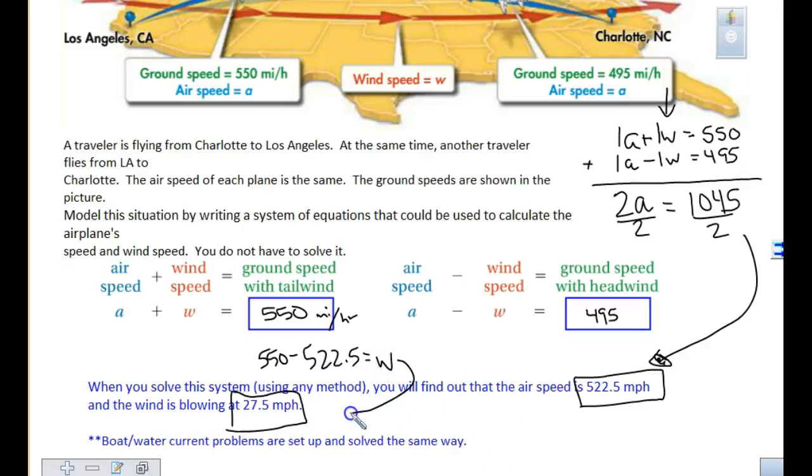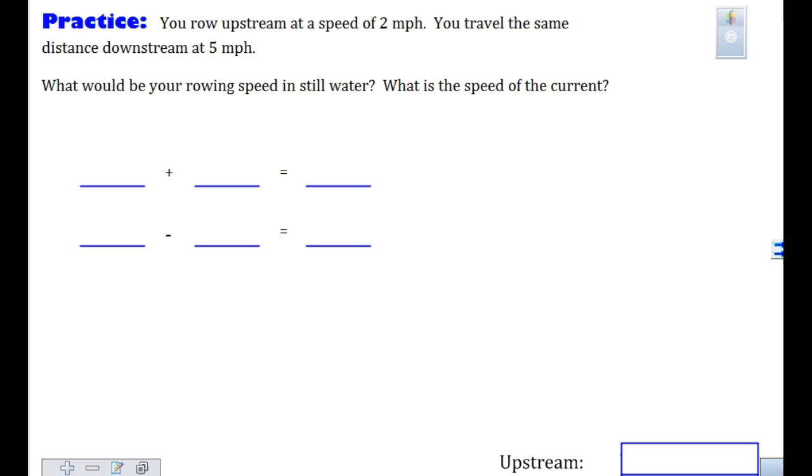Okay? And you're just substituting it back in. But these are so perfect for elimination because you're going to have a plus W and a minus W anytime you do these. But it's just setting up the problems that sometimes seems to confuse people. So let's look at this next one.